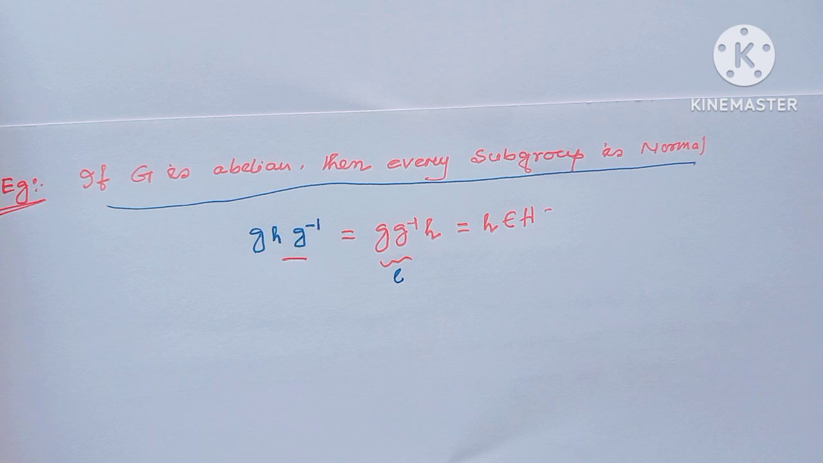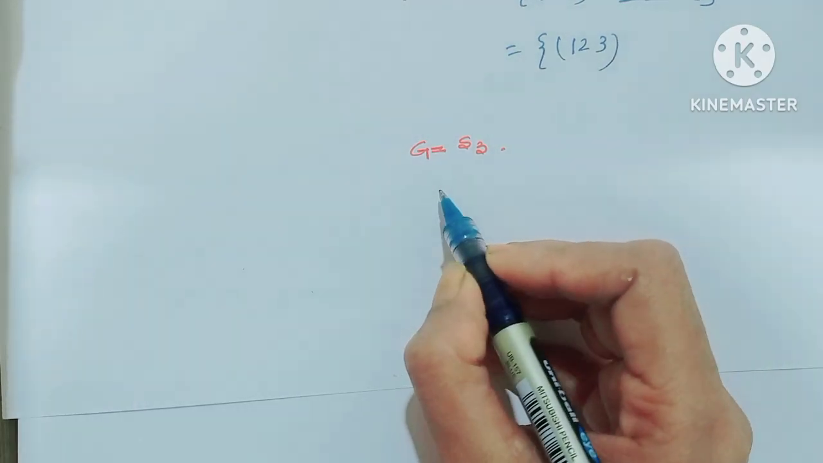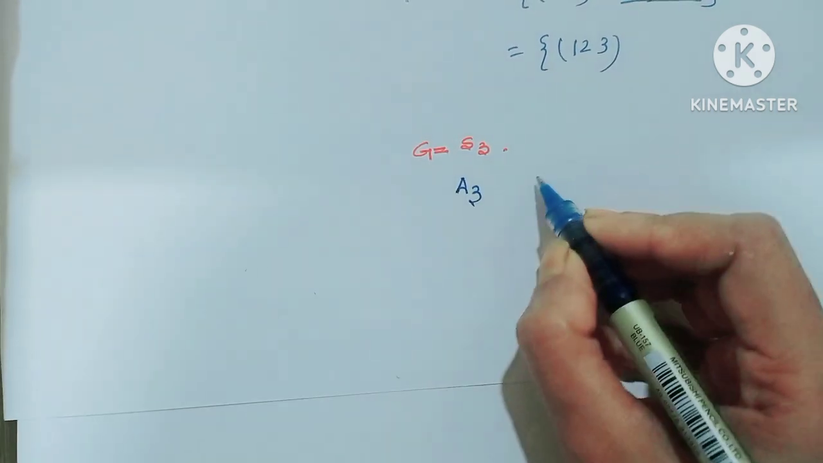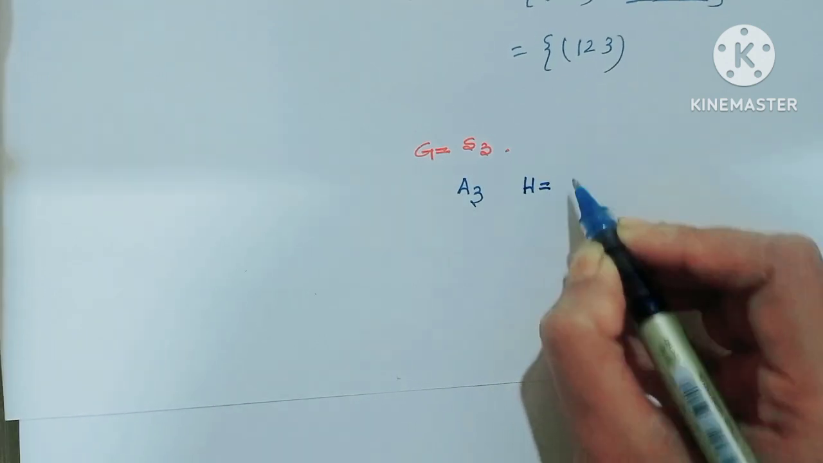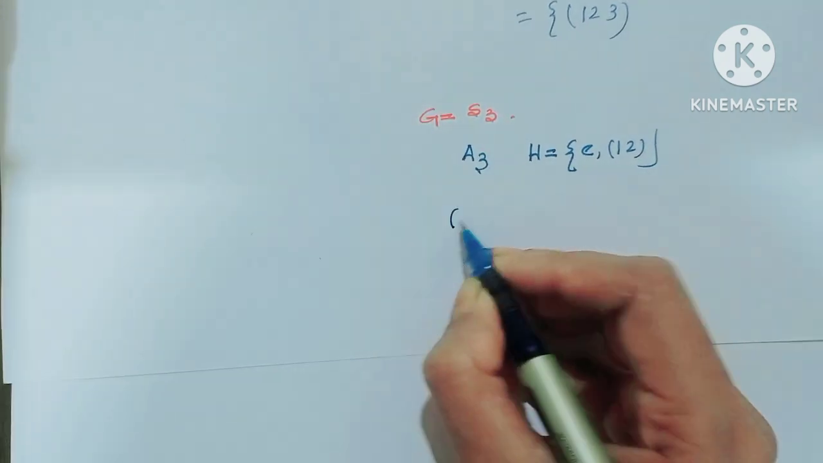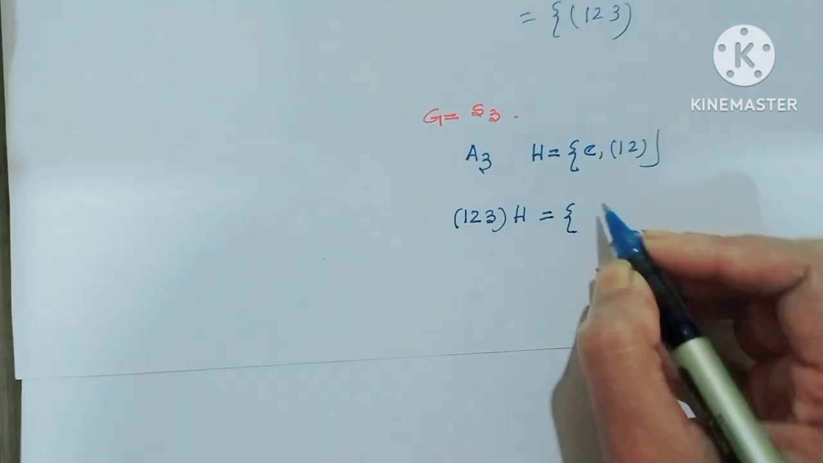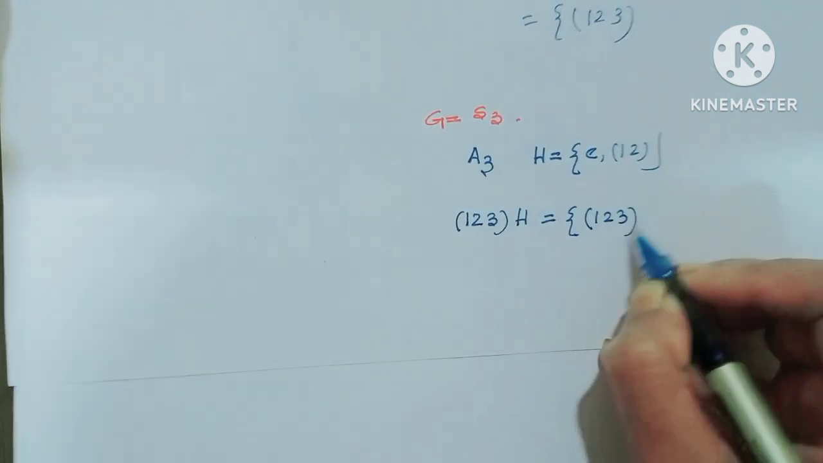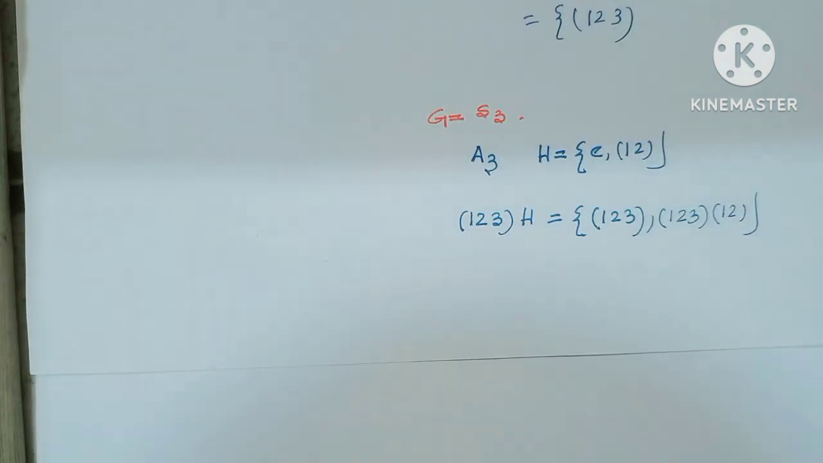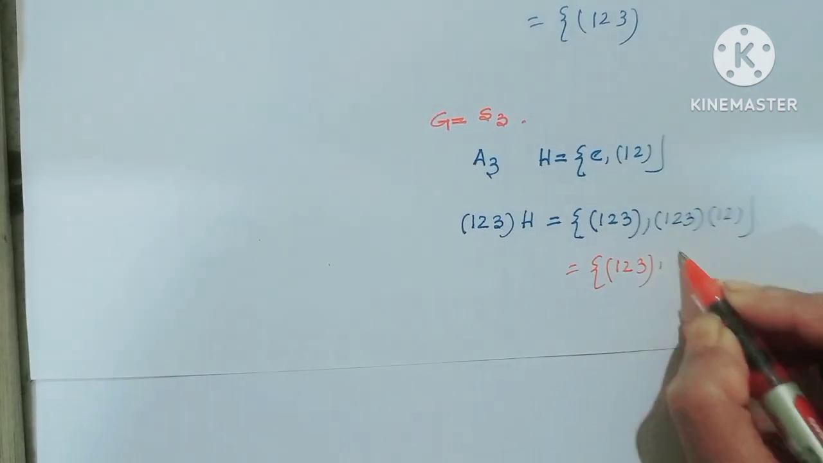Second property: now consider G equal to S3. A few minutes ago I had seen A3 is a normal subgroup in S3. But if we consider the subgroup A equal to {e, (1 2)}, then (1 2 3) A is equal to the set containing the elements (1 2 3), (1 2 3) with (1 2), and this is equal to (1 2 3), (1 3).